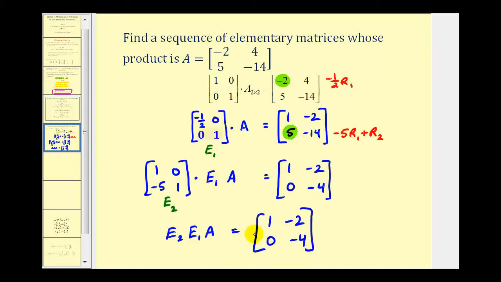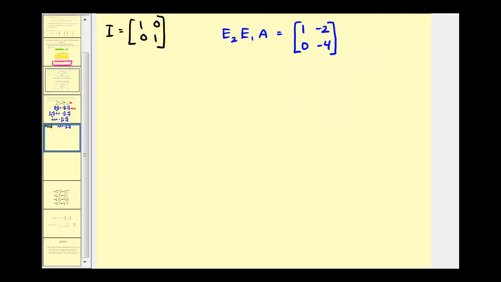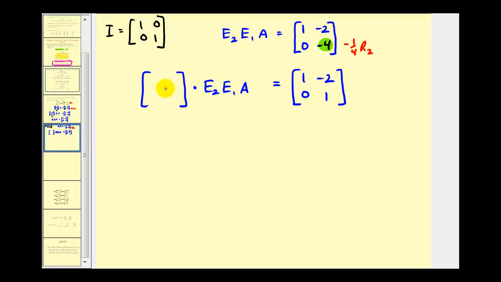We want to keep performing row operations until this matrix here is the identity matrix. Now let's obtain a 1 in this position here. So we're going to replace row 2 with negative 1/4 times row 2. First row stays the same. Second row is going to be 0, 1. On the left side, we already have E sub 2 times E sub 1 times A. We're going to multiply this by another elementary matrix, which we form by replacing row 2 of the identity matrix with negative 1/4 times row 2. So we'll have 1, 0, 0, negative 1/4. And this will be elementary matrix sub 3.